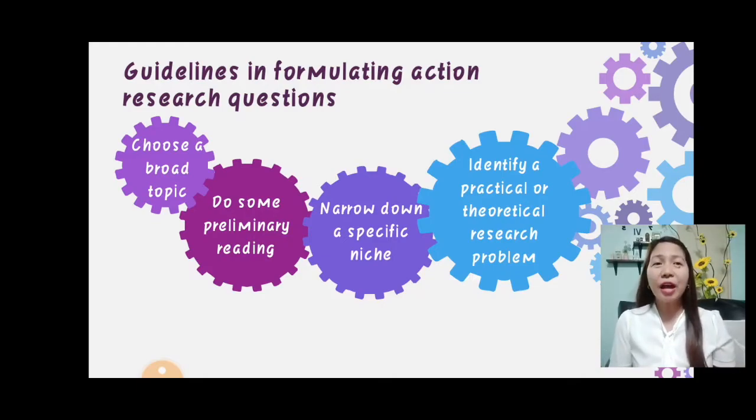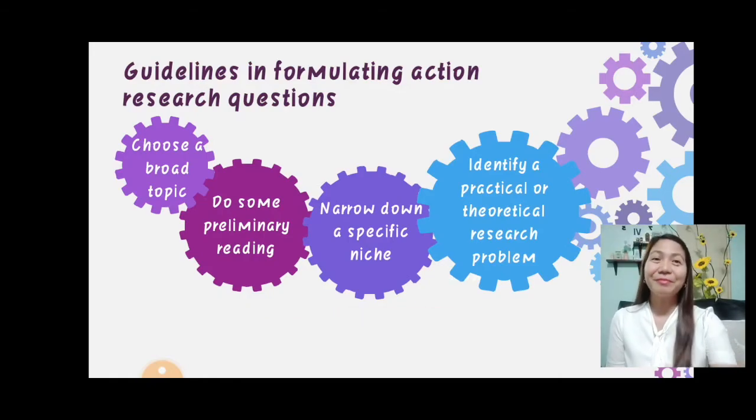And after narrowing down, you're going to identify a practical or a theoretical research problem based on the readings that you have from a broad topic. By doing that, it's pretty sure that you are now on the right path of writing a good action research question.